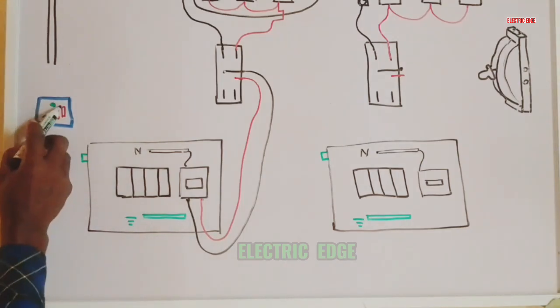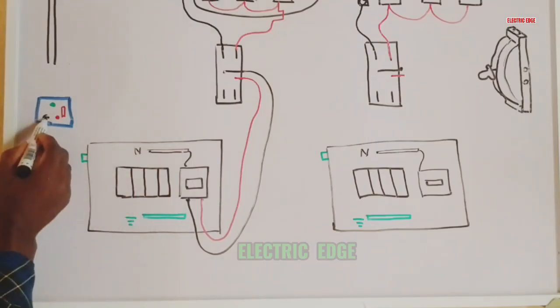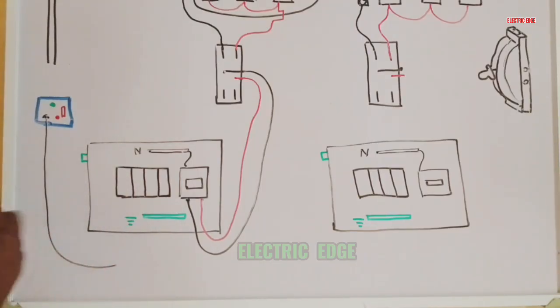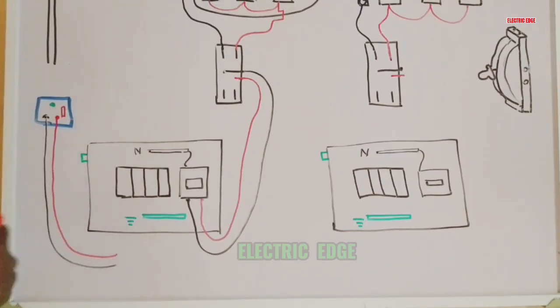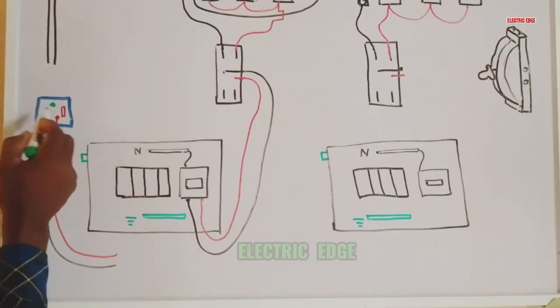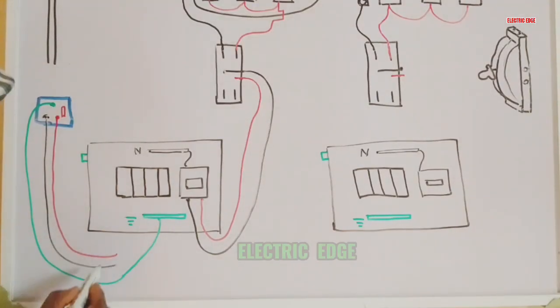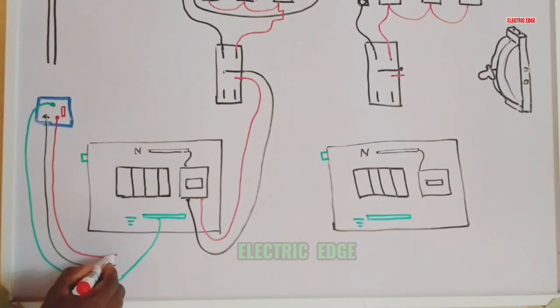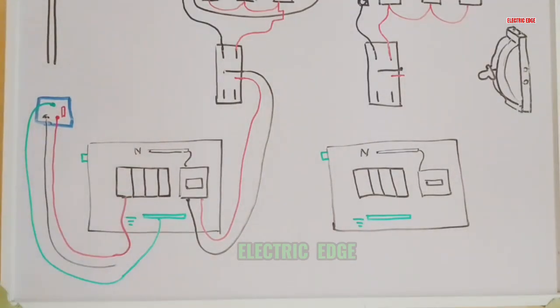So each of the wires will be connected to the DB. And as they are coming to the DB, this is the black coming. This is the red coming. This is the earth wire coming. So this earth wire will be connected to this bar meant for earth. The red will locate one of the circuit breakers. Let's say this circuit breaker to connect to the circuit breaker.